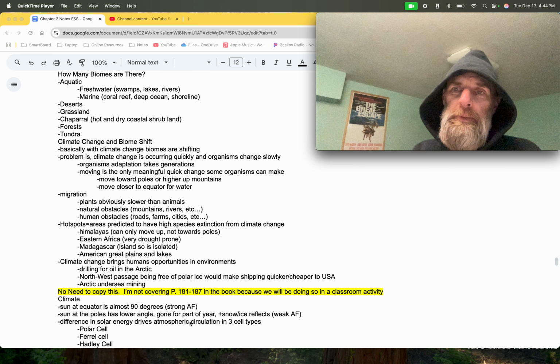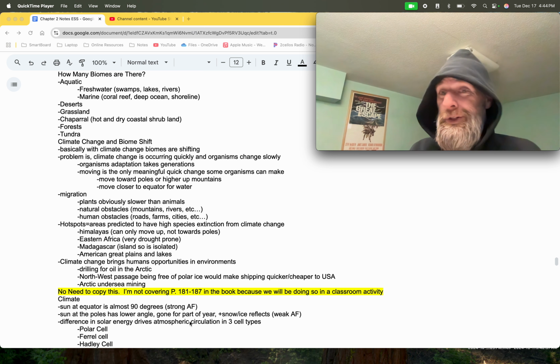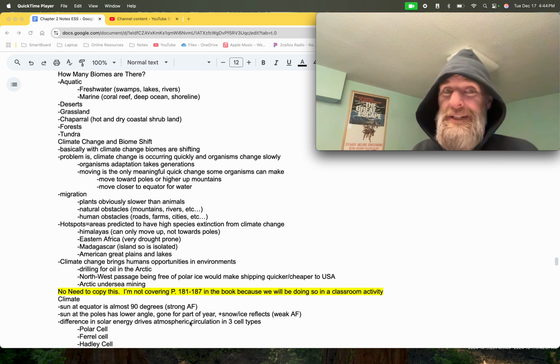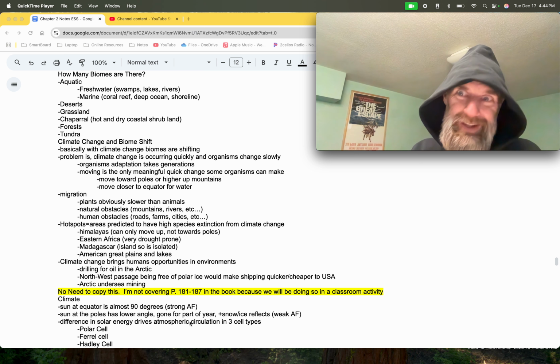Climate change and biome shifts. So basically, with climate change, biomes are shifting. Coconuts are now growing in South Carolina in the United States, from what I've been told. So moving up the coast because it just keeps getting warmer. Fish that used to be tropical are now coming up towards New England.